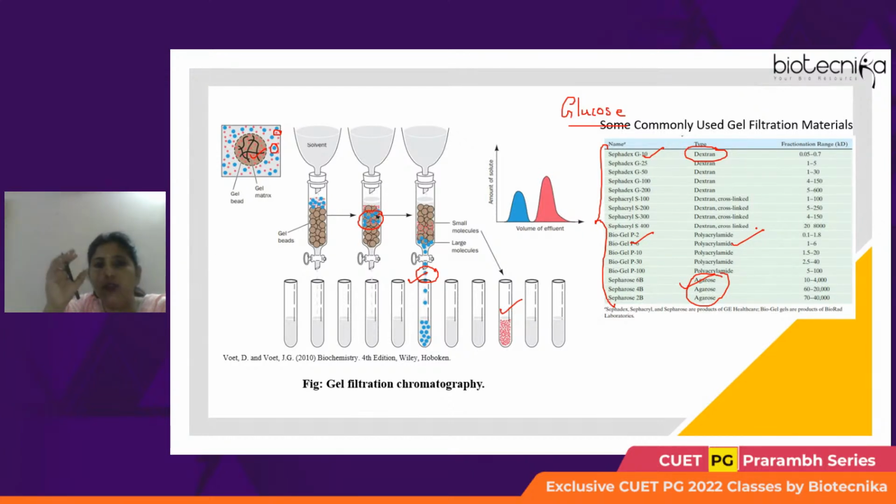So if your aim is to separate smaller molecules, that is smaller peptides or globular proteins which have smaller average molecular mass, you will use dextran. But for large globular proteins or for DNA, like in electrophoresis also we use agarose, right? Agarose gel. So for DNA you can use agarose. And you can see these are the sizes, their fractionation ranges.